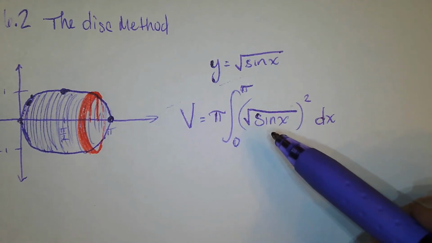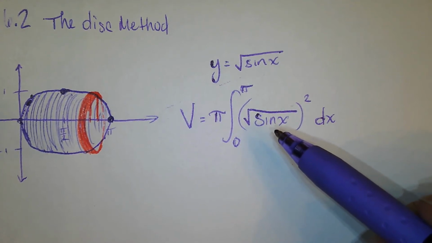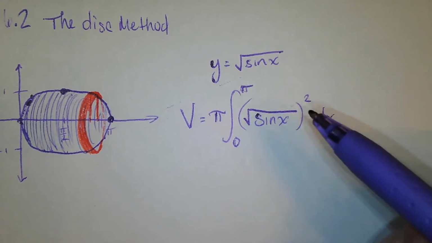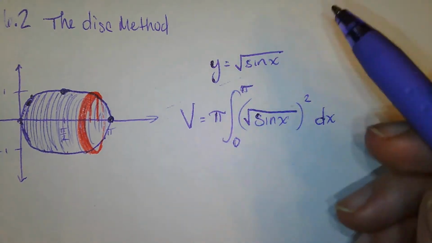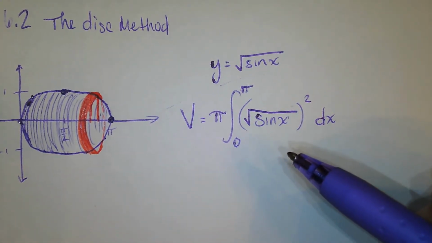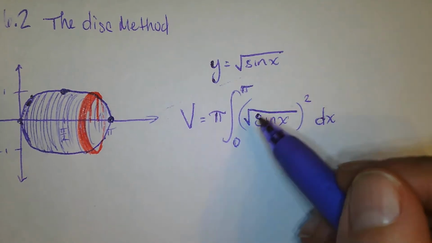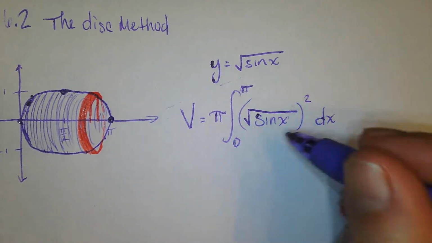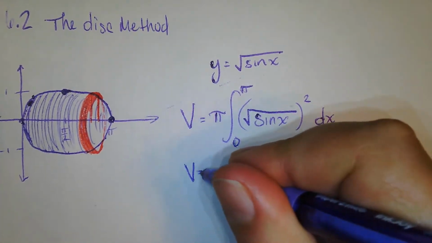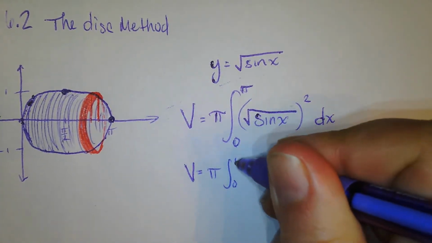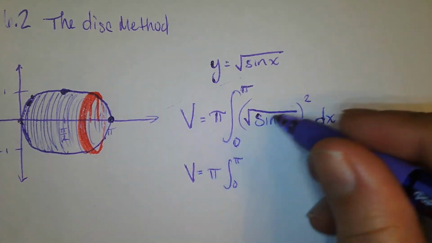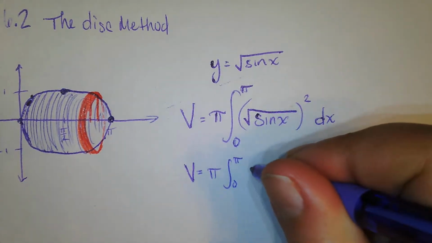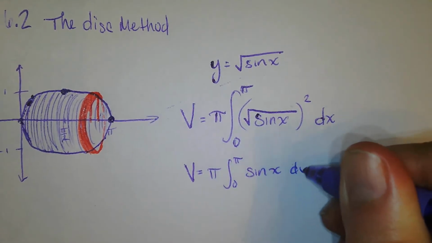Now, this is just the first one we've done, but we're going to look at one that we could actually prove a little bit better. All right, so let's simplify. That's the square root of sine x, squared. The square root and the square will cancel out. So this is actually equal to V equals pi times the integral from 0 to pi of sine x dx.